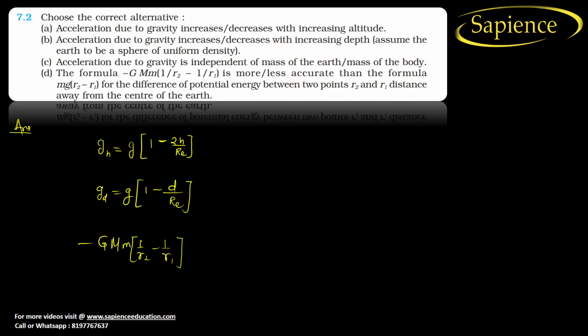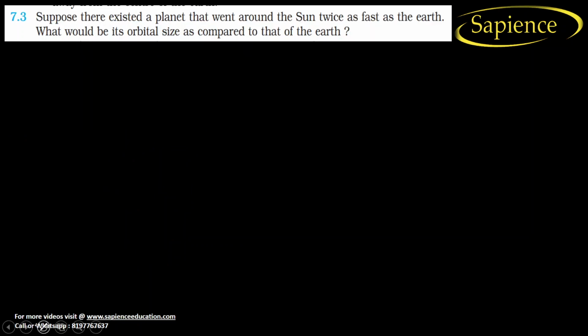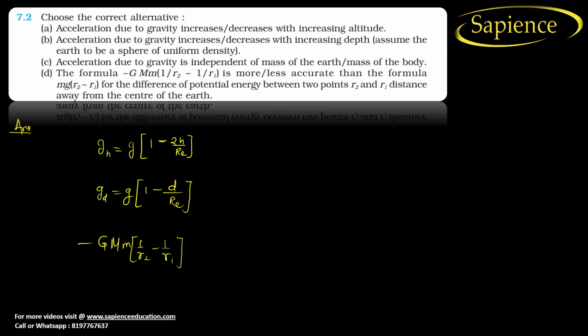Choose the correct alternative from the question. In the question, acceleration due to gravity increases or decreases with the increase in the altitude. Altitude means height. Let us consider this is the earth. With the increase in the height on the earth, what will happen? Gravity will decrease as per this formula. So g will decrease if height will increase.